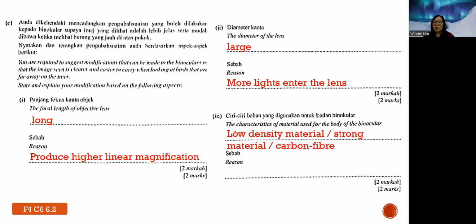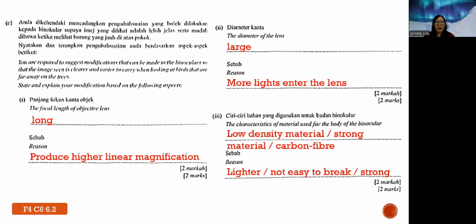Then the body of the binocular. You can say low density material, strong material, or you can describe it if you do not know the actual name, which is actually carbon fiber. If you write carbon fiber, then you can write strong, so it does not break easily. If you only say strong, you only get 1 mark. So this is how we do question 8.